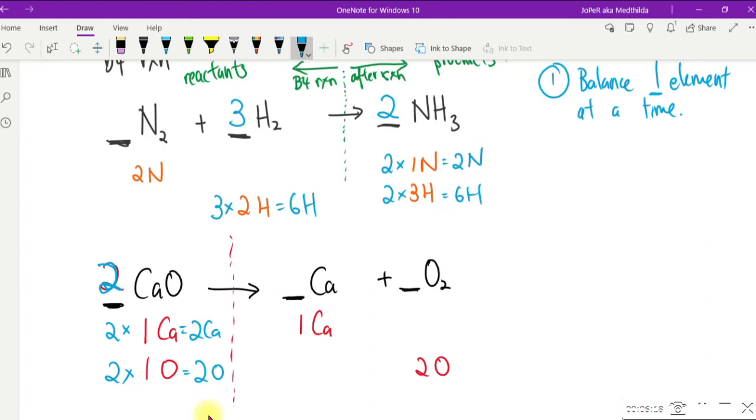So what do we need to do here? We need to put a big 2 in front of here. So we multiply the calcium on the right hand side by 2. You have 2 calcium. So what you realize before and after, they are now balanced.